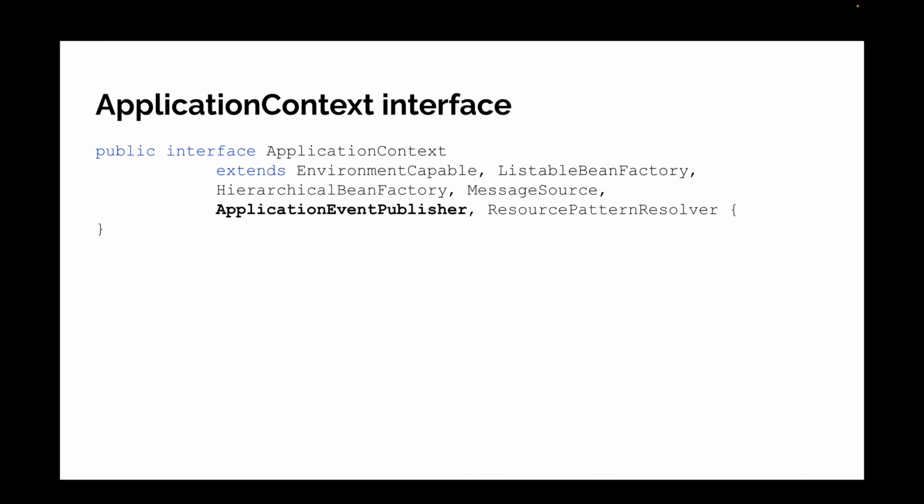Now if you look at the definition of the ApplicationContext interface, you can see that it extends the ApplicationEventPublisher interface. That means ApplicationContext has all the functionalities which are provided by ApplicationEventPublisher. So whenever we want to publish the event and we need an object of ApplicationEventPublisher, we can use the ApplicationContext itself. So we don't need to create any object or anything in order to publish the event. We can just use the ApplicationContext.